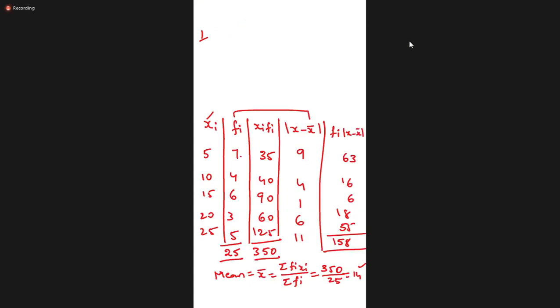So finally, mean deviation method about mean. Mean deviation about mean is equal to the formula sigma fi mod xi minus x bar divided by sigma fi.